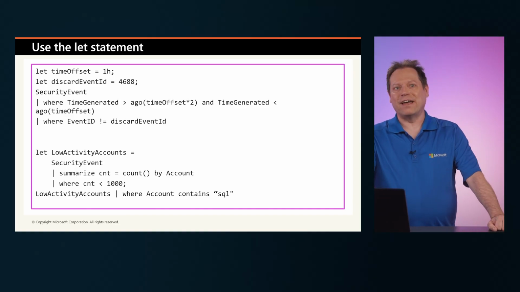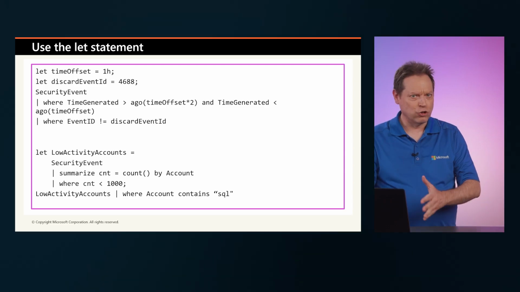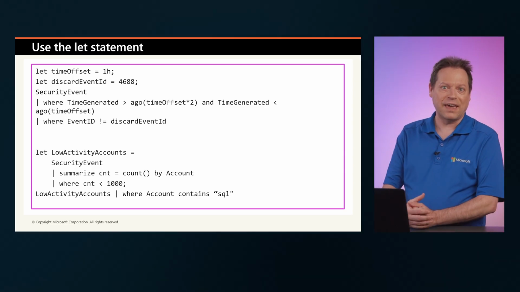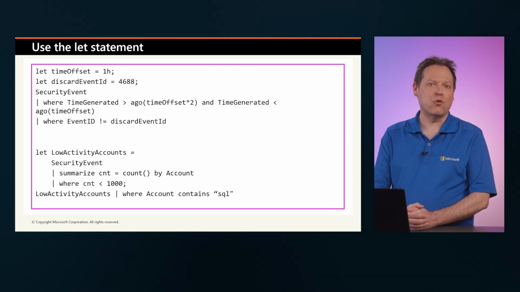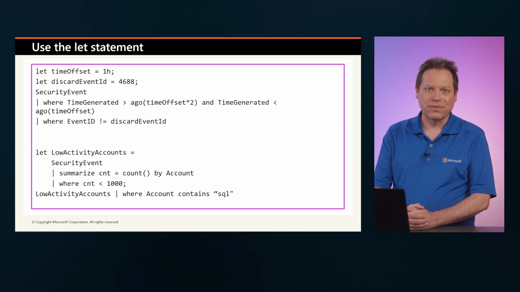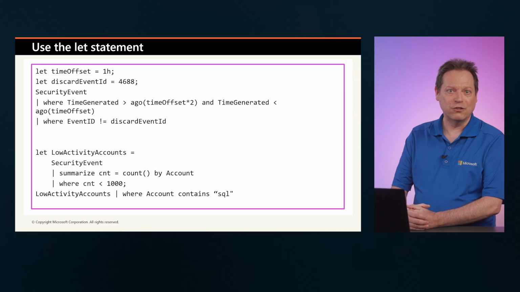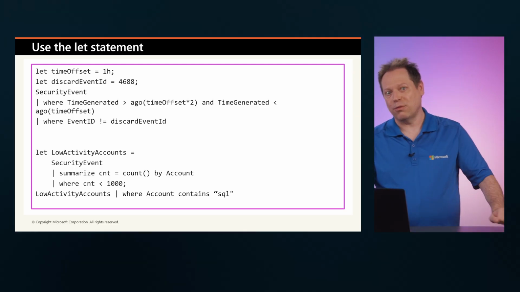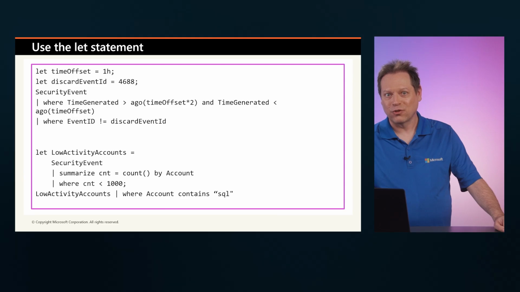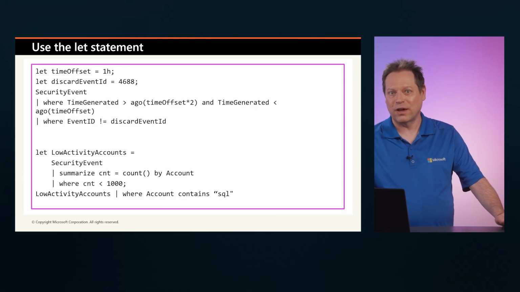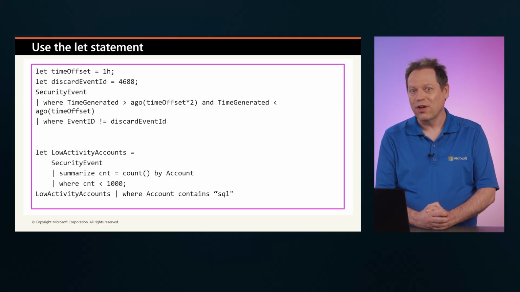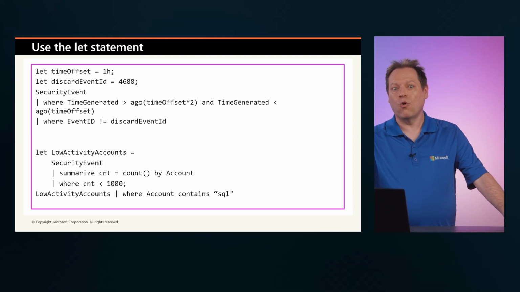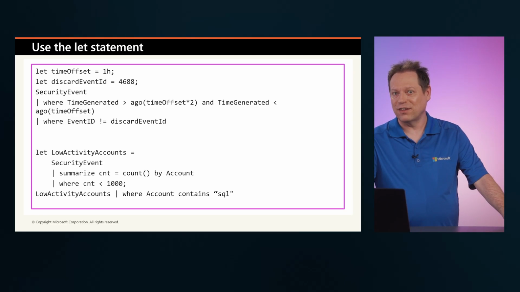You can also use let to define a reusable data set. For example, you could build a table called lowActivityAccounts by summarizing counts by account and then keeping only accounts with fewer than 1,000 events. After that, you can reference lowActivityAccounts like any other table and further filter, such as finding accounts where the name contains the string SQL. This pattern helps you declare and reuse variables and also declare dynamic tables or lists that can simplify complex hunting logic.